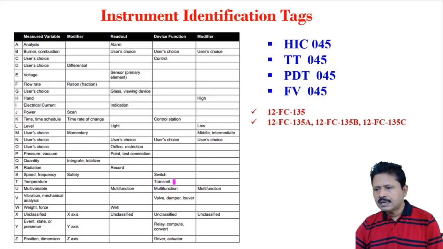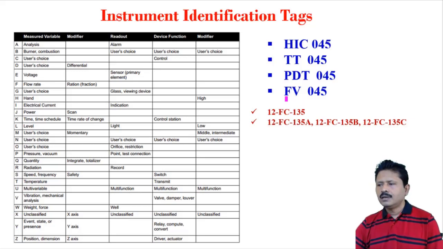In fourth place T indicates transmit, so TT indicates temperature transmitter, and it is related with the control loop 45. PDT. PDT is pressure differential transmitter. Say P. P in first place, this is pressure. Next D. D in second place, this is differential. Next T. T is in third place, it is transmit or transmitter, so pressure differential transmitter.